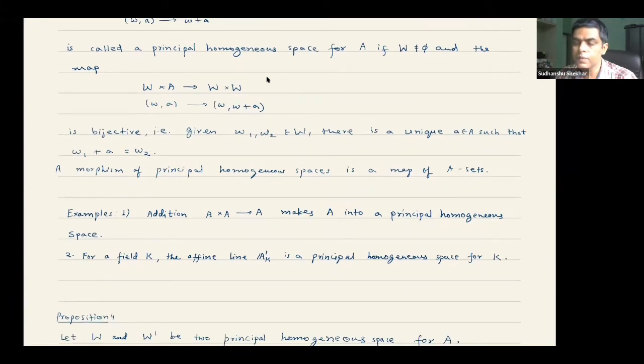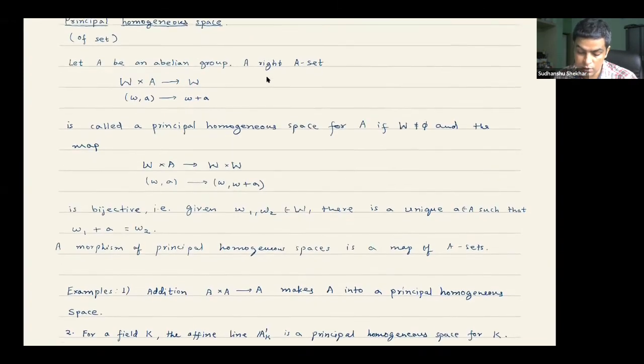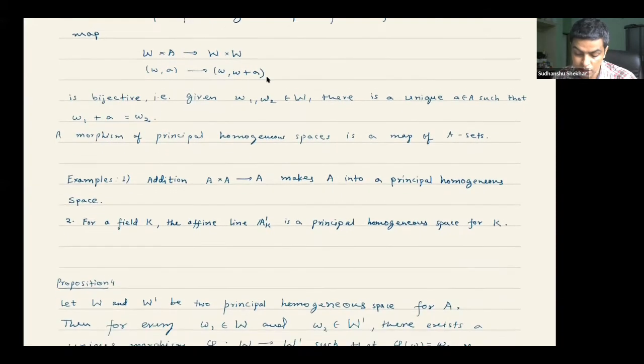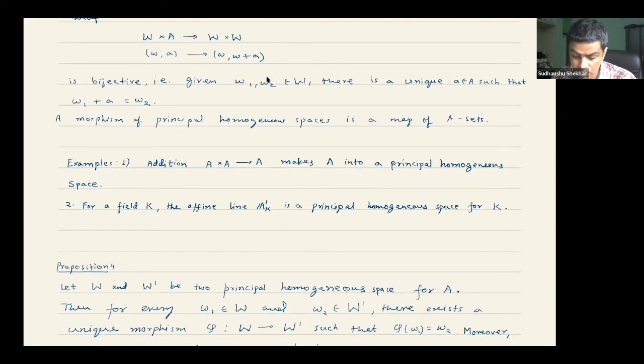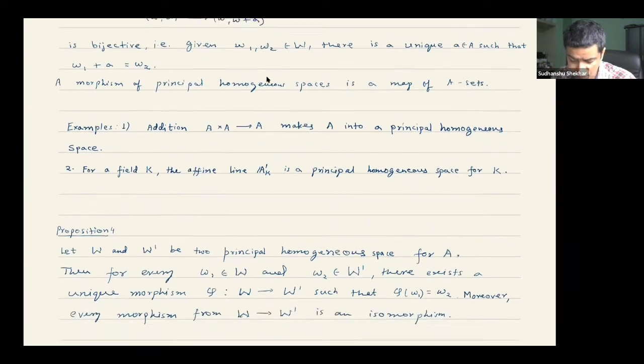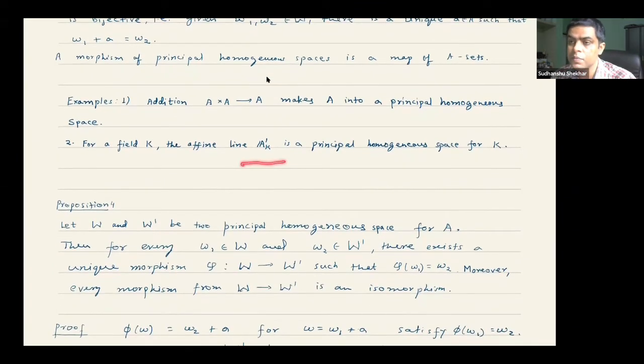And what is a morphism of principal homogeneous spaces? It's a morphism which also preserves the A action. So it's a function which preserves an A action. Here are a few examples. If I have an abelian group A, then A makes a principal homogeneous space via the usual addition, because A is a group. So we have such a map here that makes A into a principal homogeneous space. This is actually called a trivial principal homogeneous space over A. For a field K, the affine line is an example of a principal homogeneous space.